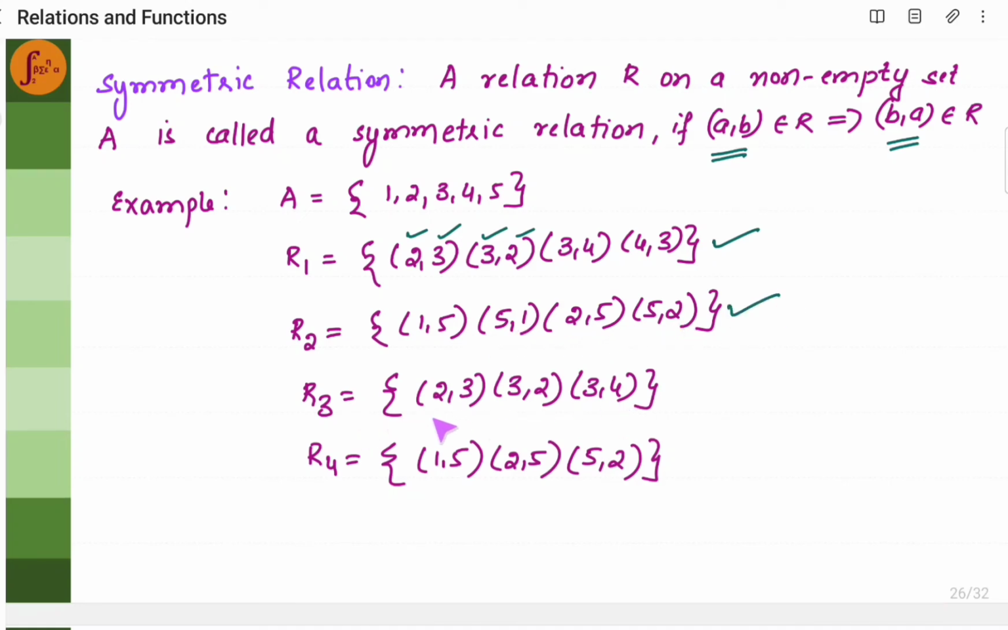Let's go to relation R3. You have 2, 3 here. 3, 2 is there. So this is fine. You have 3, 4. So you should have 4, 3. 4, 3 is not there. So this is not symmetric relation. Let's go to R4. You have 1, 5. Do we have 5, 1? No. So this is not symmetric.